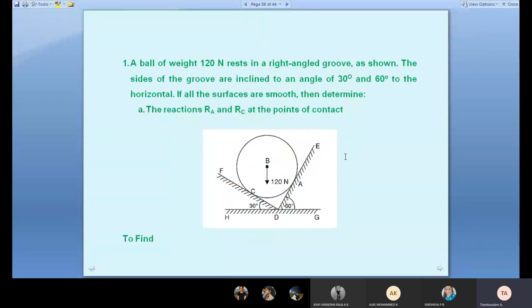Next, the ball sum, already we discussed. A and C are the contact points. First, at the A point, they ask for the reaction. Contact means reaction, connected means tension. Here the weight is 120 Newton, resting at the angle groove. The angle of DE is 60 degree and DF is 30 degree given. A is the reaction point, and reaction is always 90 degree with respect to DE.